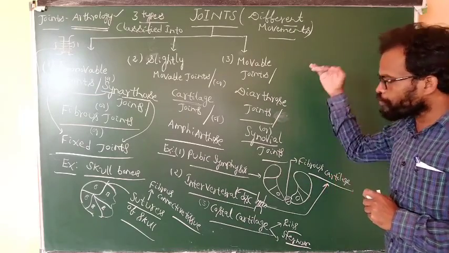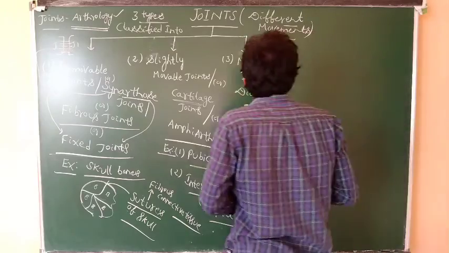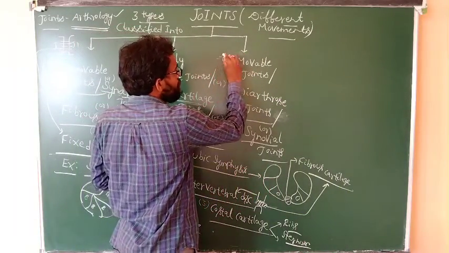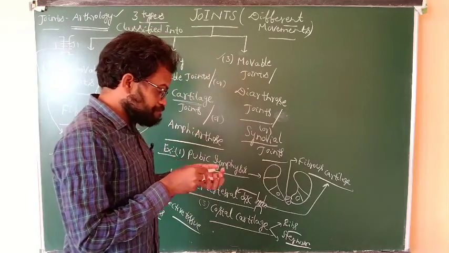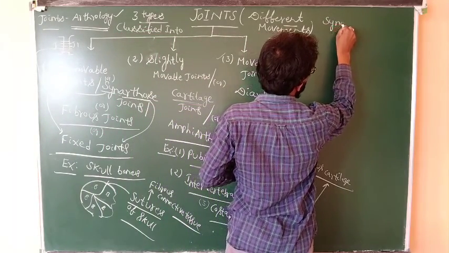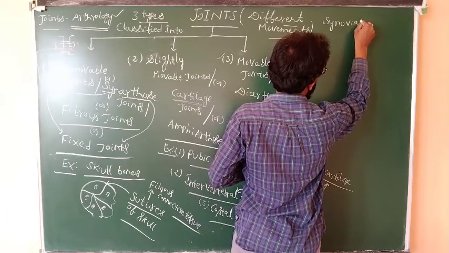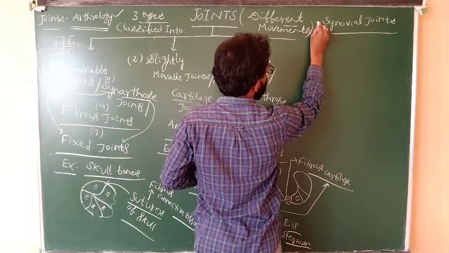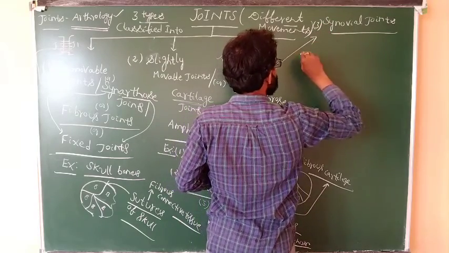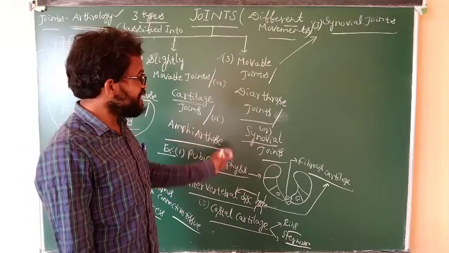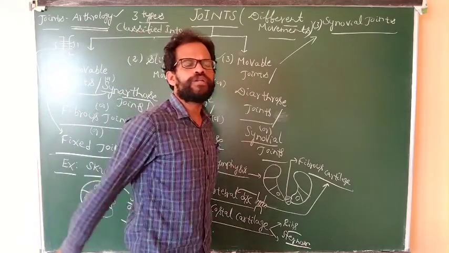Coming to the movable joints, that is nothing but the synovial joint. What is known as a synovial joint? What is the third type? Synovial joints are easily movable joints.